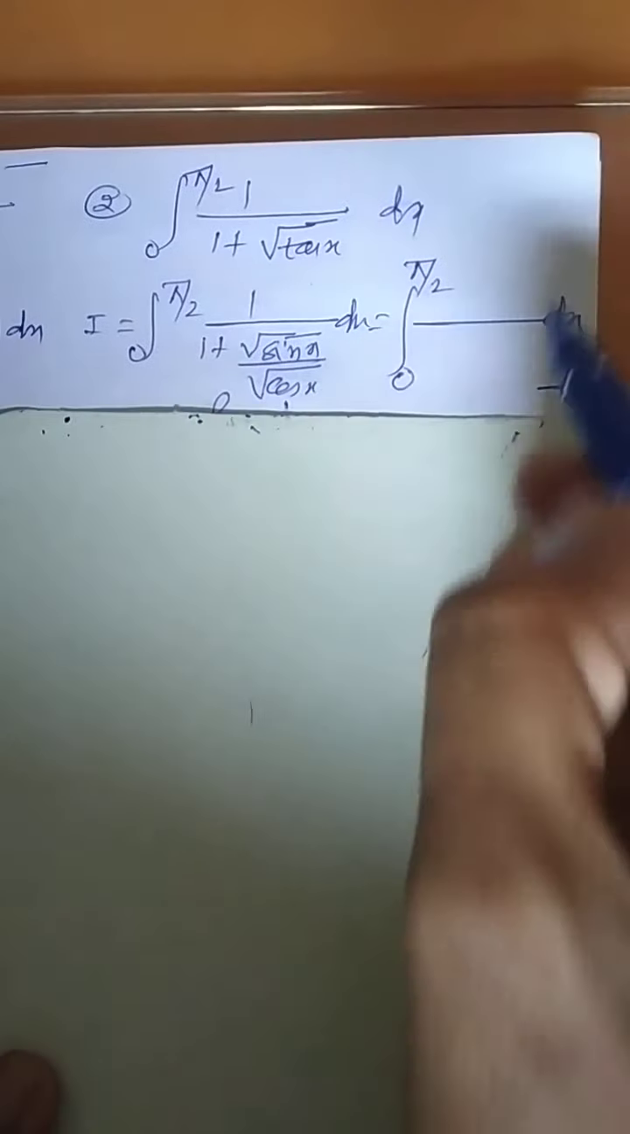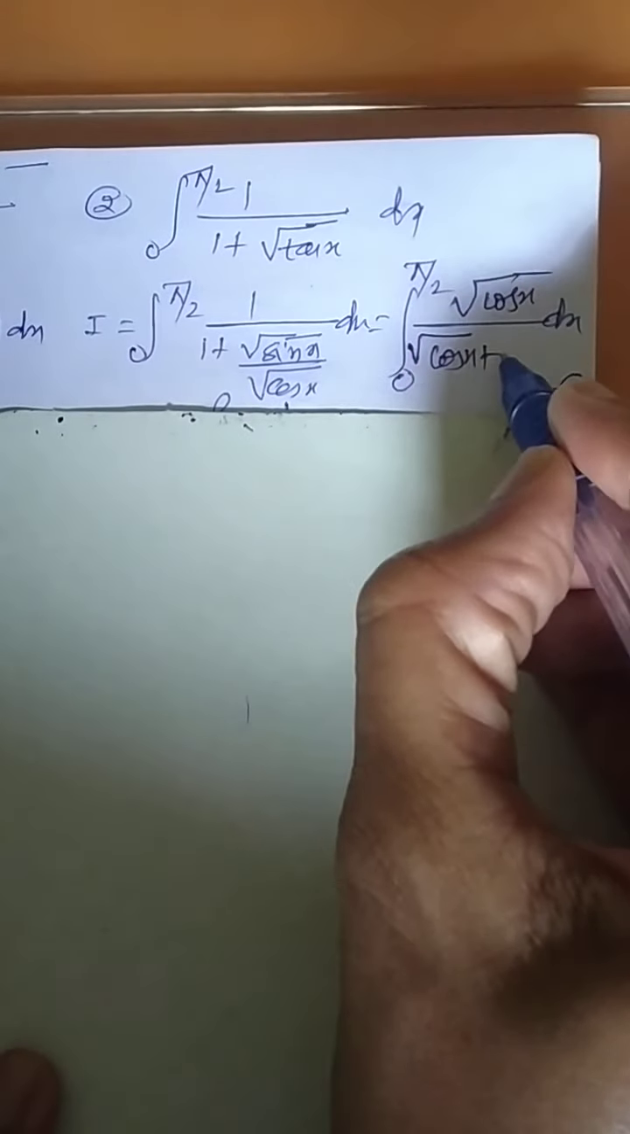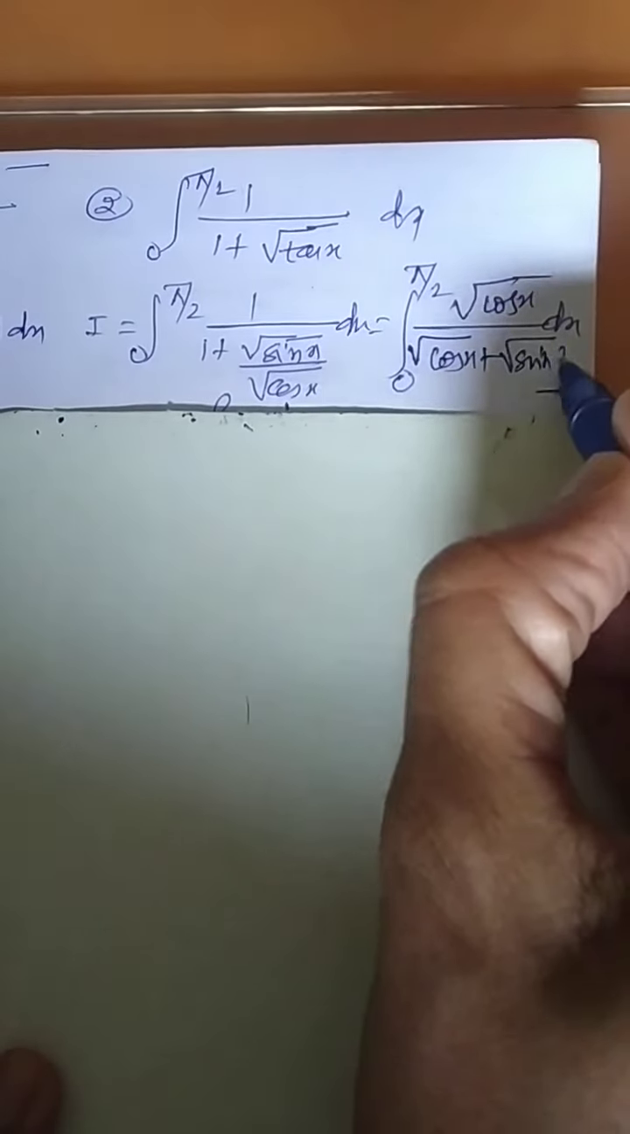0 to pi by 2, 1 upon 1 plus root tan x. Now this root tan x can be written as root sin x by root cos x. Shifting root cos x to the numerator, over here first you will be getting root cos x, and over here it will be root sin x. This is nothing but your first expression.